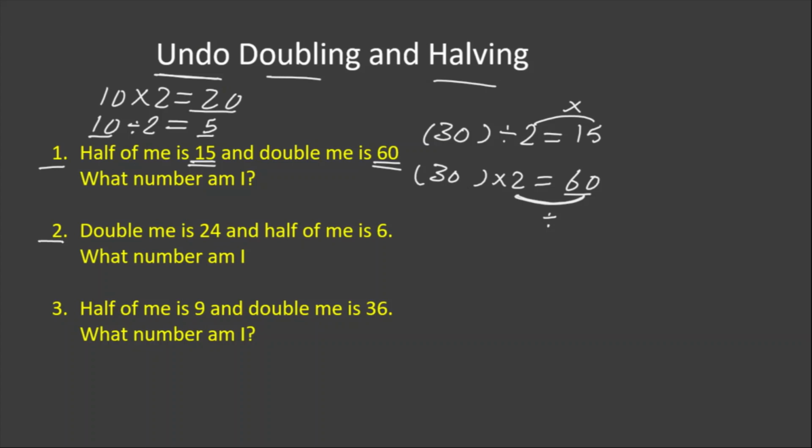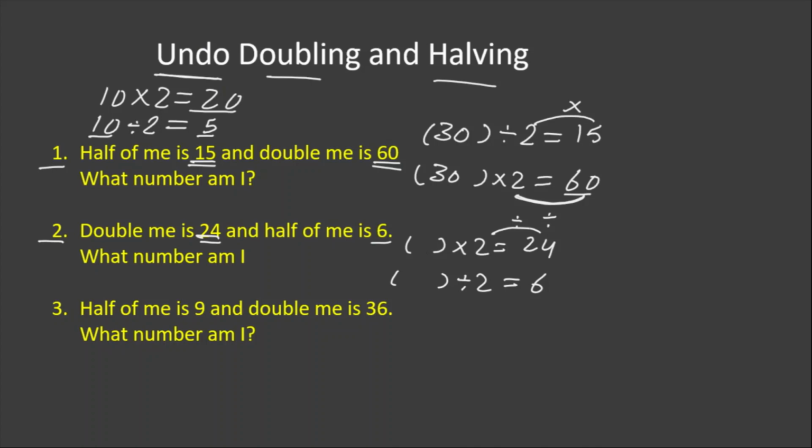Over here it says double me is 24 and half me is 6. We will follow the same procedure we did in question number 1. Double a number is 24. And half a number is 6. We use the same logic we used in question number 1. Where we had doubled, we use the inverse operation and we half it. To undo doubling, we half it.